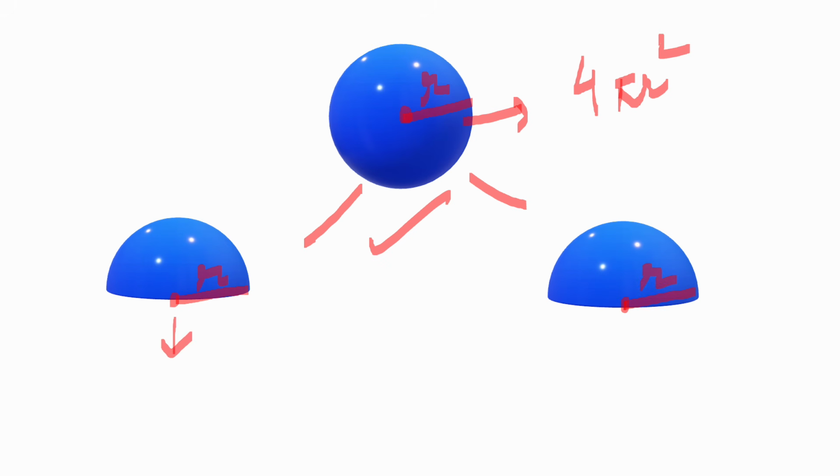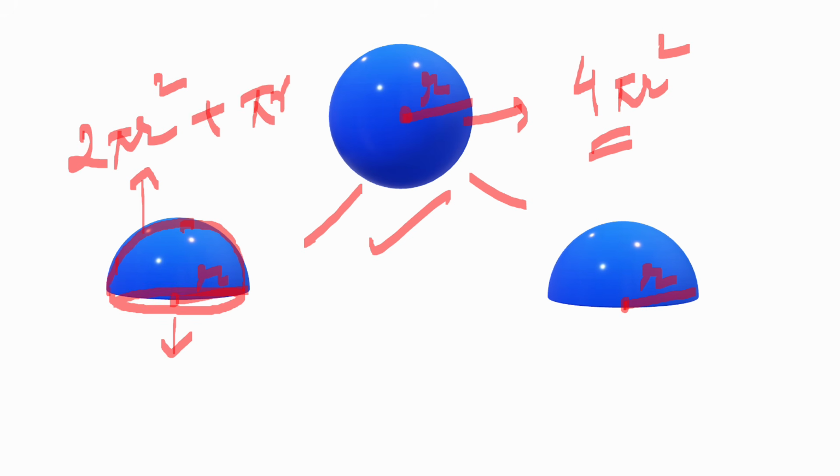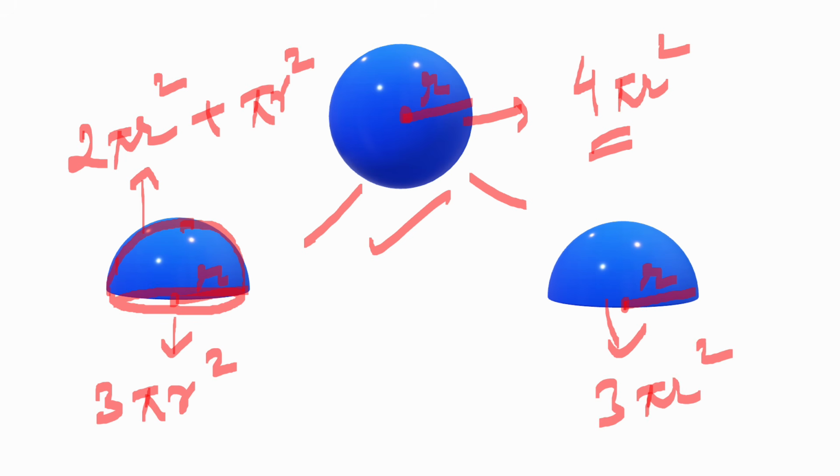Then how to calculate the total surface area of a hemisphere? It is nothing but this, the curved part, that is 2 pi r square, that is half of this, plus the surface area of the circle also. So we have to add plus pi r square also. So it will become 3 pi r square. The same follows for this also, it will be 3 pi r square.